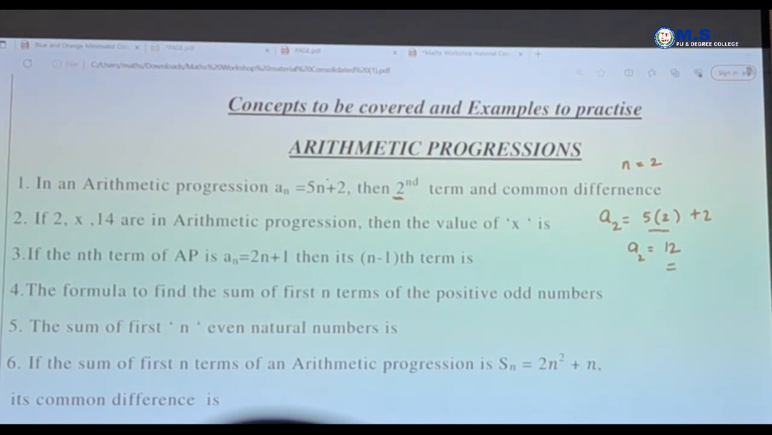Try to find out the fifth term now by yourself. Fifth term, 27. That means the third term is what? 17, and also they have asked a common difference. What is common difference? Difference of any two consecutive terms. That is 17 minus 12 is 5. Any doubt in this concept?